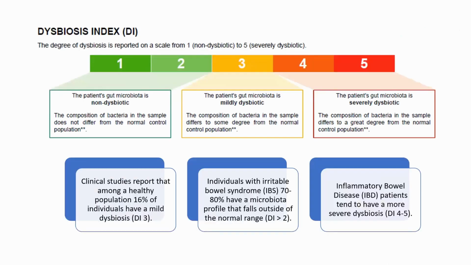If you look at the score, which is the dysbiosis index, a score of 1 and 2 is non-dysbiotic. A dysbiosis index of 3 results in a mild dysbiosis. 70 to 80% of irritable bowel syndrome cases actually have a profile which is above 2. And if it is 4 and 5, this is severe dysbiosis. One would need to really look into and refer towards inflammatory bowel disease interventions.